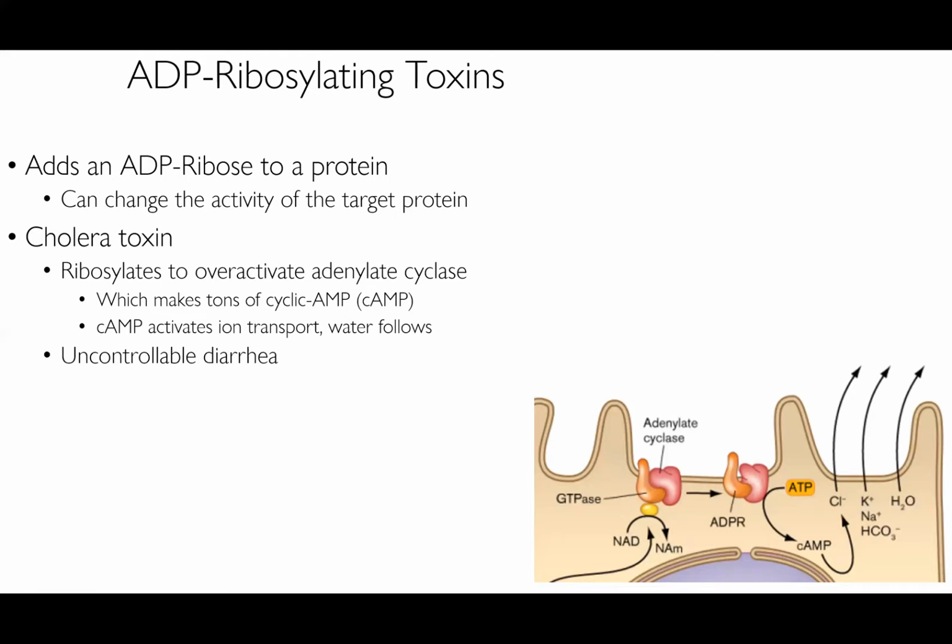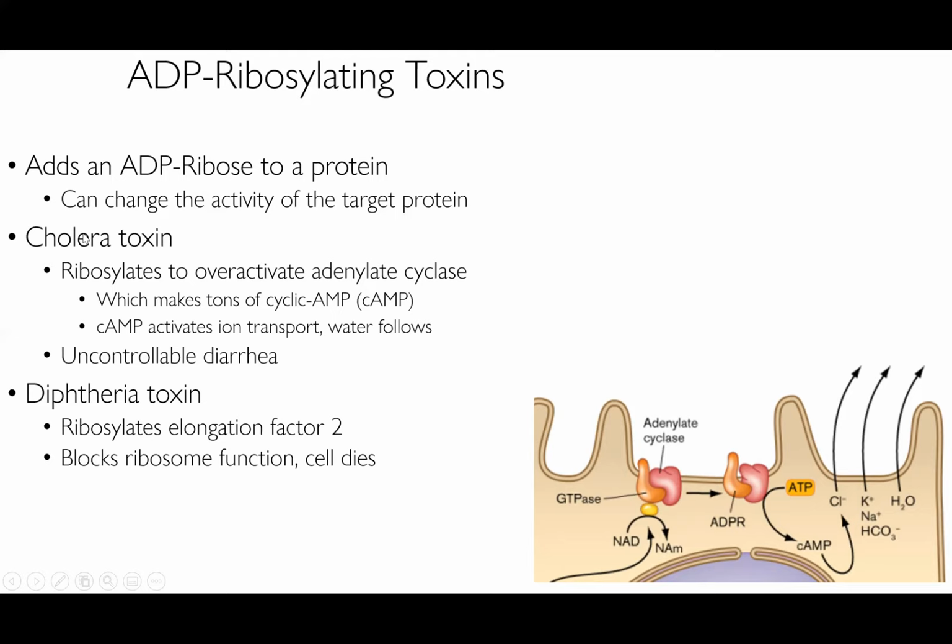One of the most common ways we know of this is through the cholera toxin. It overactivates an enzyme called adenylate cyclase, which makes tons of this factor called cyclic AMP. What this does is it activates water flow and ion transfer, which allows water to flow in and out of your cell, which causes your cells to potentially swell and rupture. This is what leads to the uncontrollable diarrhea and potentially the death of the human if you are infected with cholera.